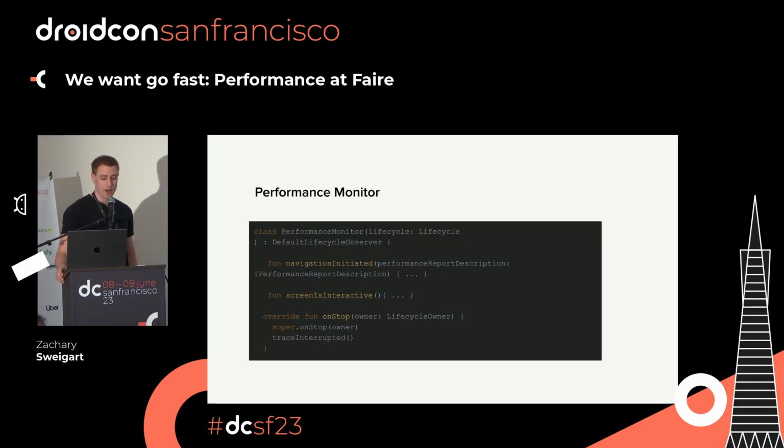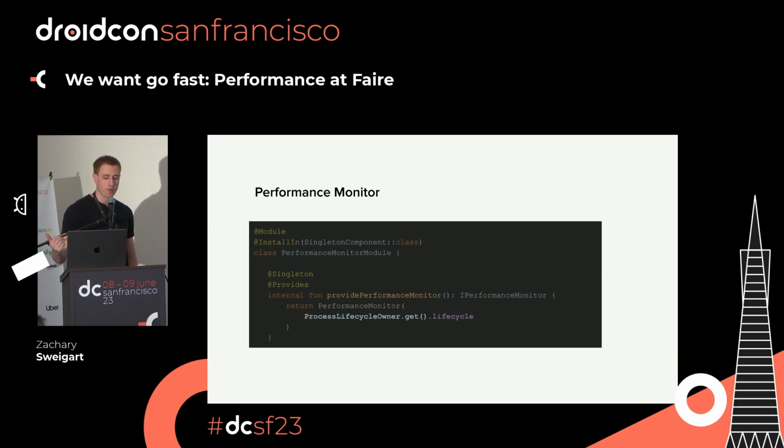Looking at our performance monitor, it's a really simple interface. You see we just have navigation initiated, which kicks things off, and screen is interacted, which kind of ends the trace, and we'll eventually track that to our servers. And then we also implement the default lifecycle observer, and this allows us to override onStop to mark a trace as interrupted. We actually still track all of those instances where the user would background the app and kind of wait for a while to come back, but this allows us to exclude them from our analysis later on.